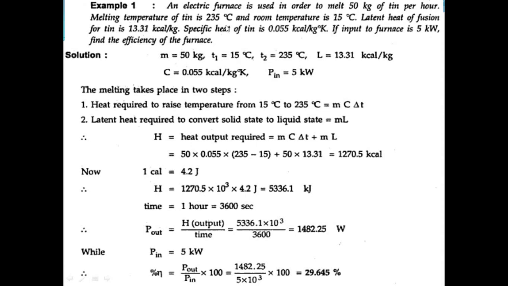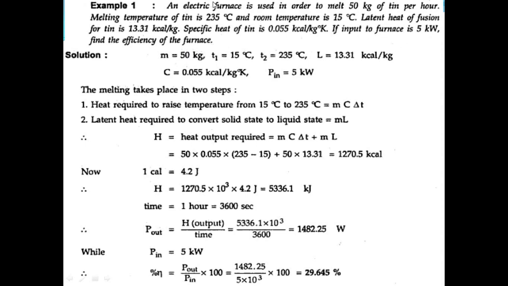Then the latent heat of fusion for tin is given as 13.31 kilocalorie per kg. Now it is given per kg, so this is the specific latent heat. The specific heat of tin is 0.055 kilocalorie per kg K, meaning specific heat C is given. Then, if the input to the furnace is 5 kilowatt, find the efficiency of the furnace.